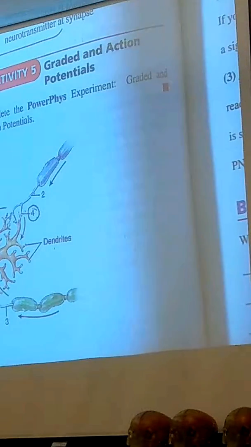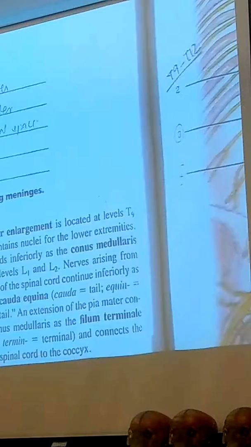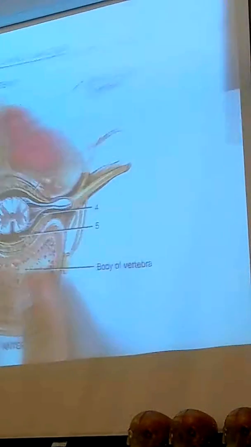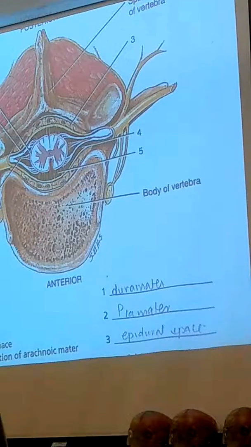Alright, from 17, which is the structure of the spinal cord, you will have a model of the spinal cord. I'll get the model. Okay.